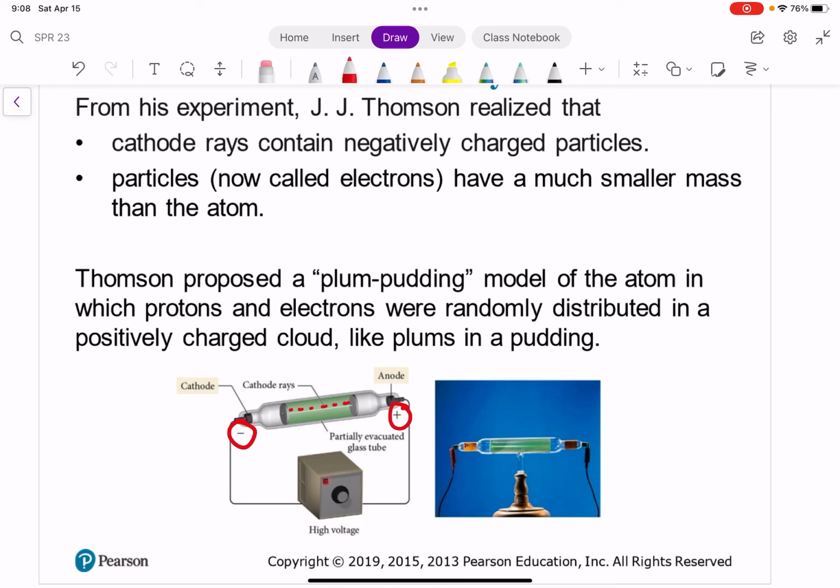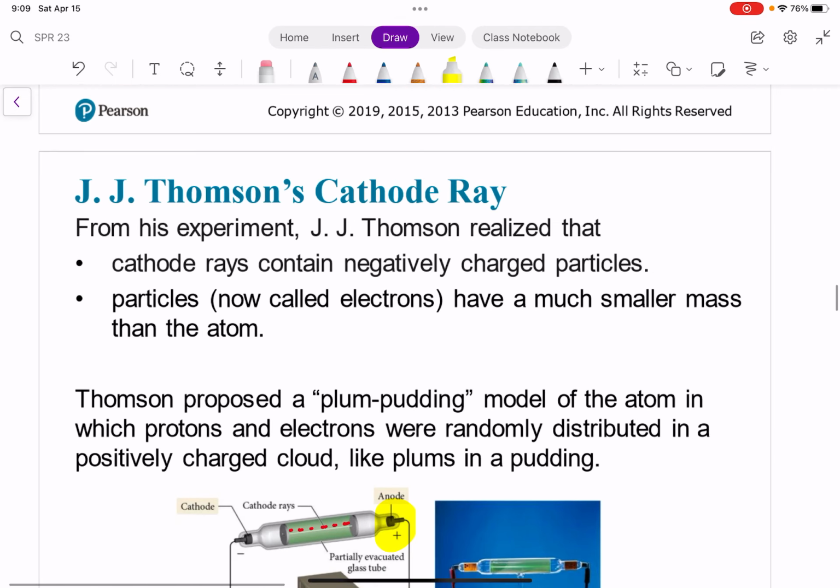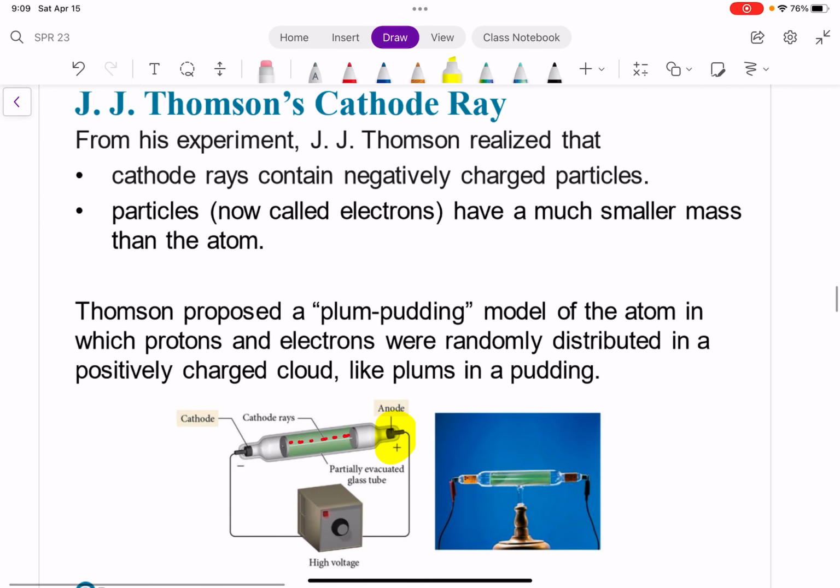Anyways, so what he found was when he was shooting these rays of these particles, which we now know as electrons, they were attracted to this positive electrode. They were attracted to this side. So he said, well, why would these particles be attracted to the positive side? Well, they must be negatively charged, right? Because opposites attract. So that's how he determined that there were particles called electrons and that they were negatively charged.